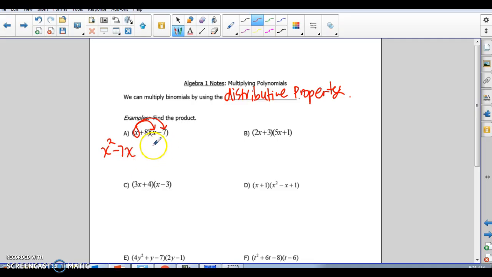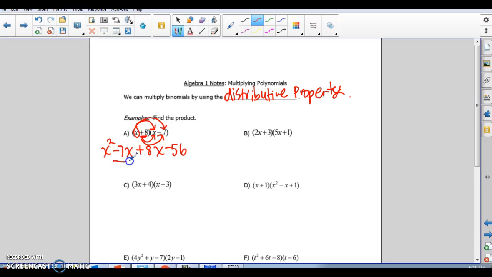Is that right? Now, what am I going to distribute? I'm going to distribute positive 8 to the latter binomial again. So positive 8 times x is positive 8x, and positive 8 times negative 7 is negative 56. Once we're done, we've got to combine like terms. We need to simplify it.